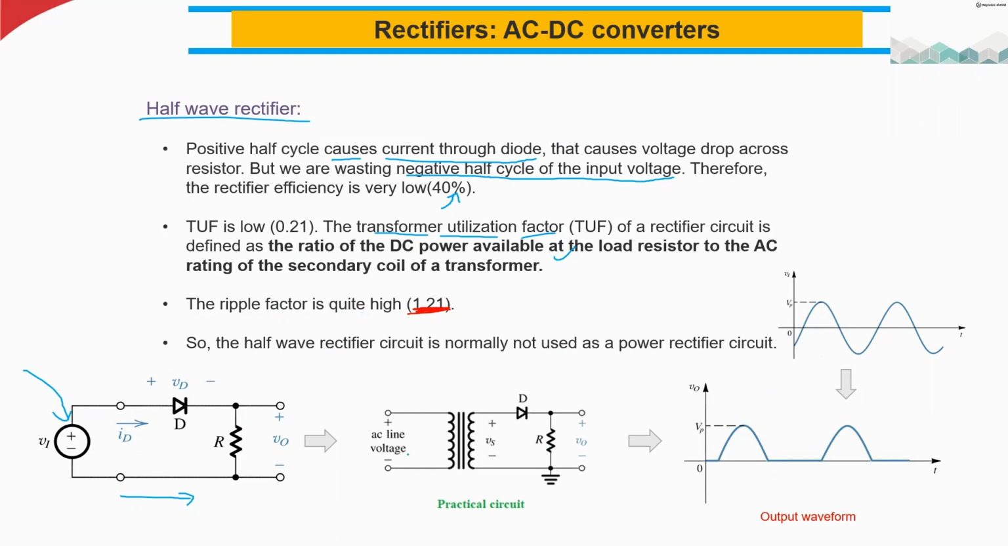That is why the half wave rectifier is normally not used as a power rectifier circuit in practical applications. Okay, so this is the half wave rectifier. It's not really useful in practical applications because of the very low efficiency. We are wasting half the cycle here. Then we need to move to the full wave rectifier.